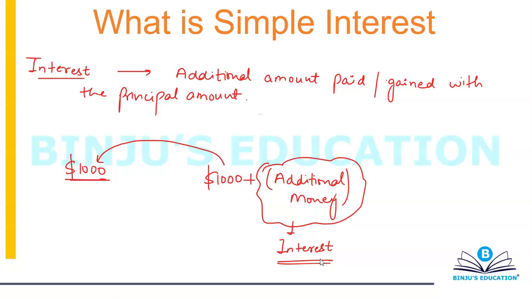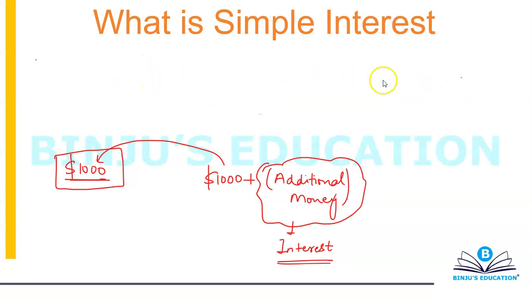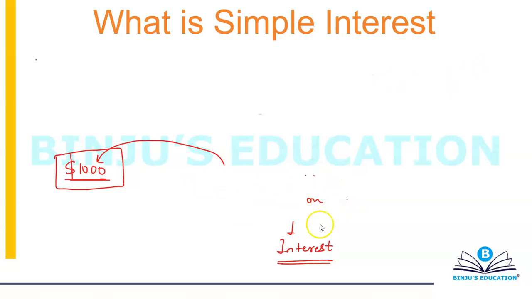So what is interest? Interest is basically the additional amount paid or gained with the principal amount. Okay, this is the principal amount, which is basically the amount which is given as a loan or taken as a loan. That is what principal is all about. Now, when you talk about interest, there are two types of interest. The first one is known as simple interest, and the second one is known as compound interest. So what exactly is simple interest? Let's try and understand that.